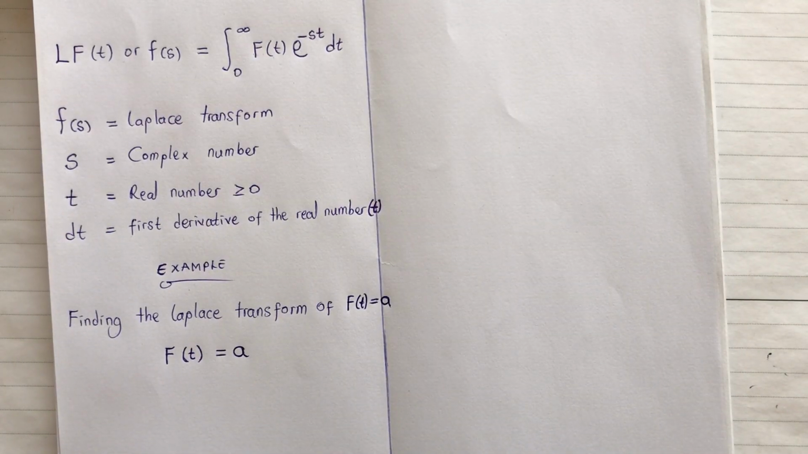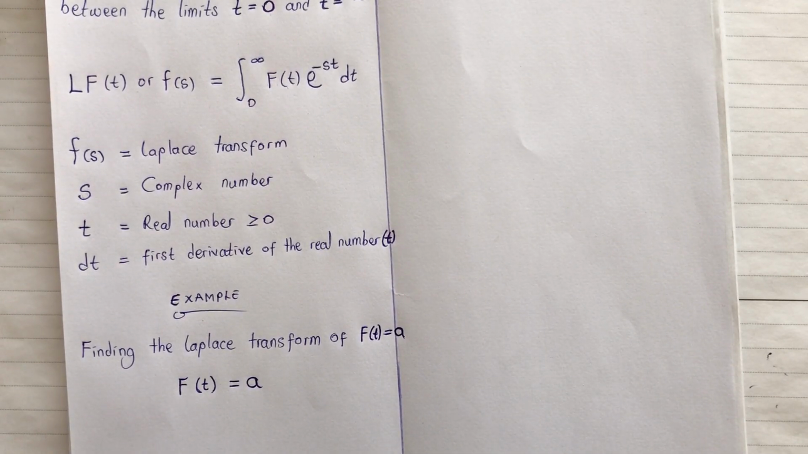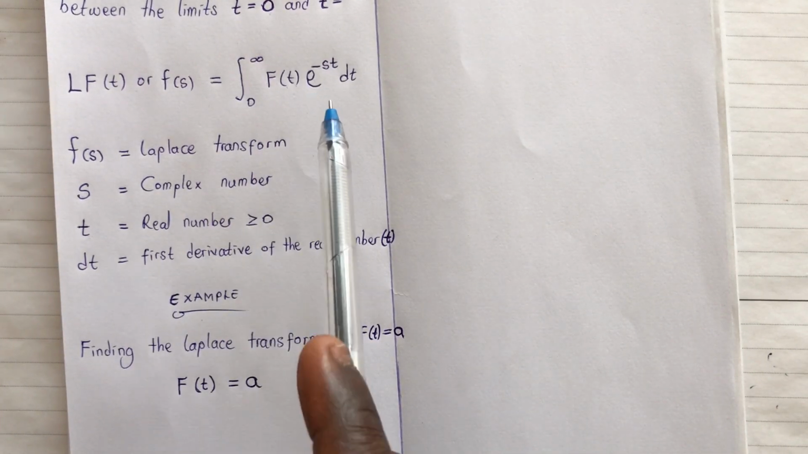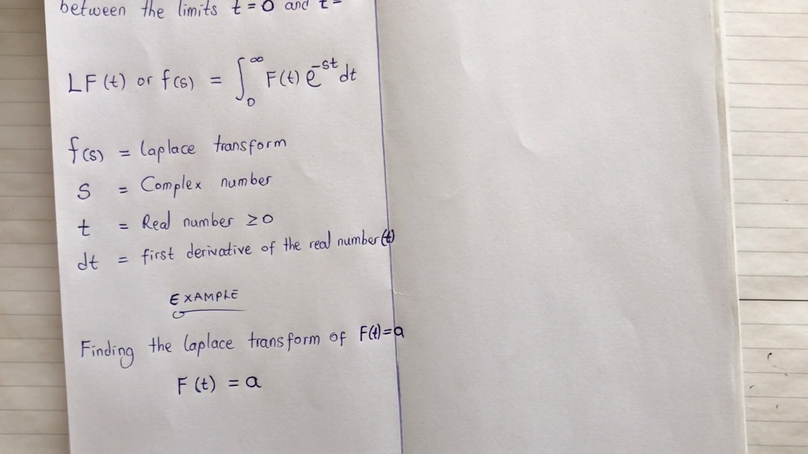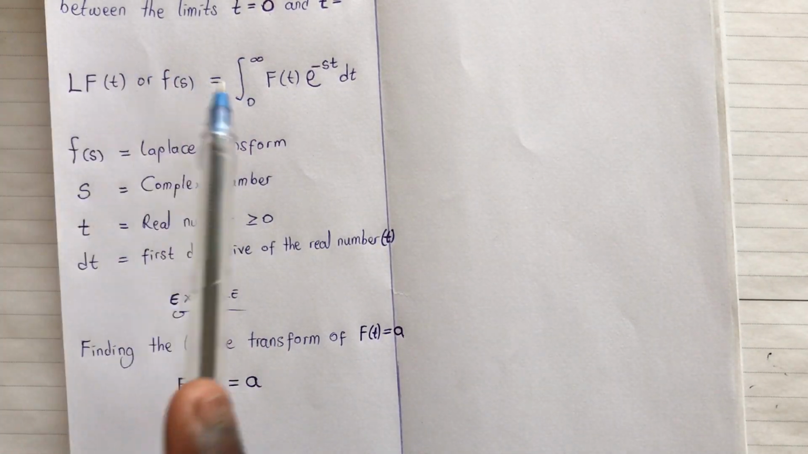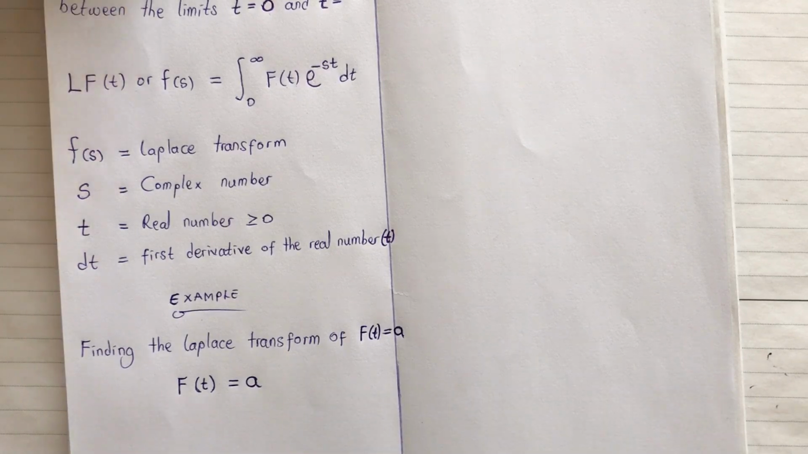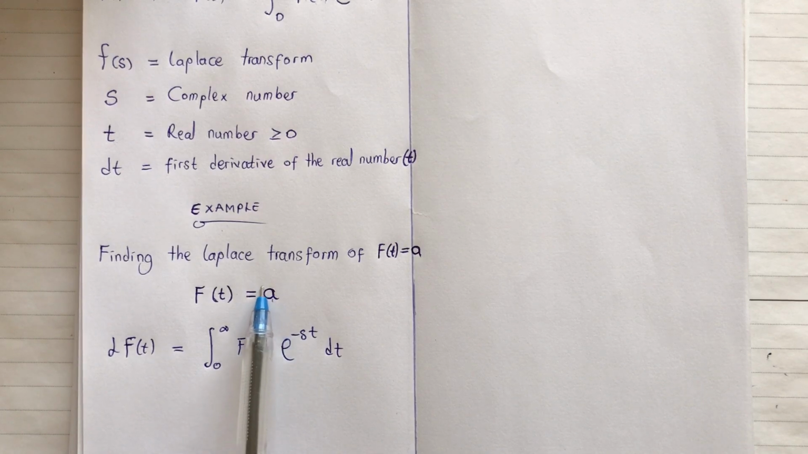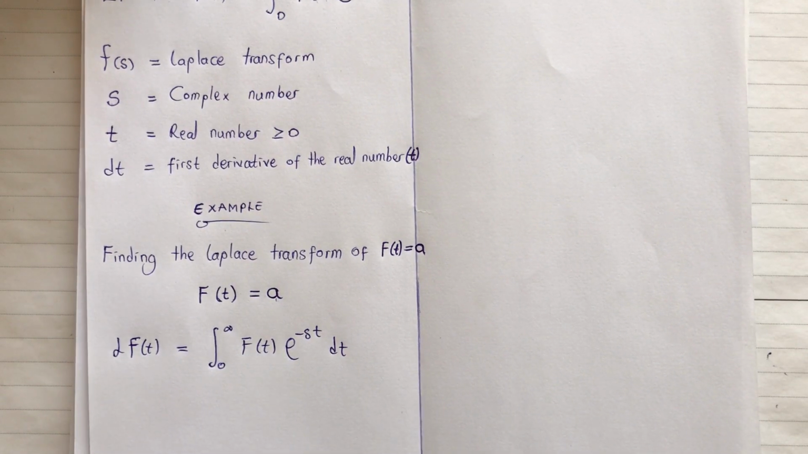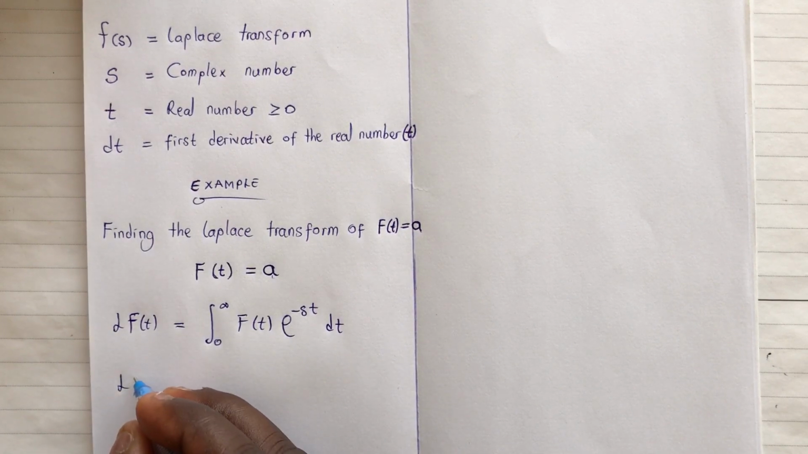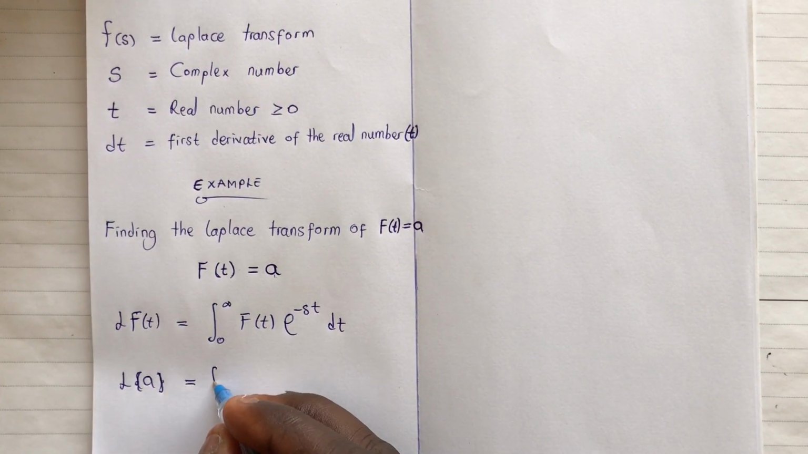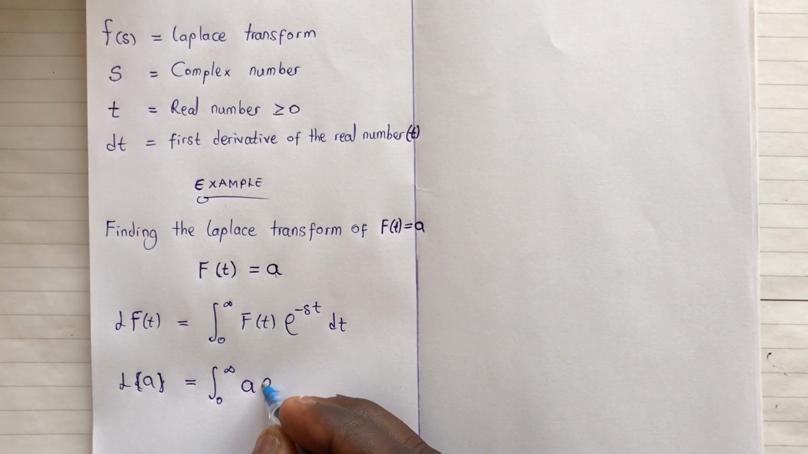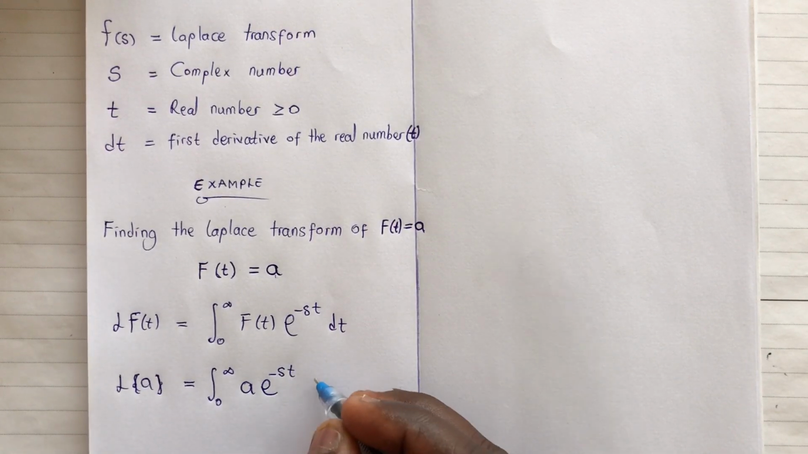In the beginning we learned that the Laplace transform of a function f of t is the integral of that function given, times e to the minus st dt. Don't forget we are taking the integral of that, introducing our lower and upper limits. So let's quote the formula. Now we know that f of t is a, so all we need to do is to substitute a here. The Laplace transform of a will be equal to the integral from 0 up to infinity of a times e to the minus st dt.